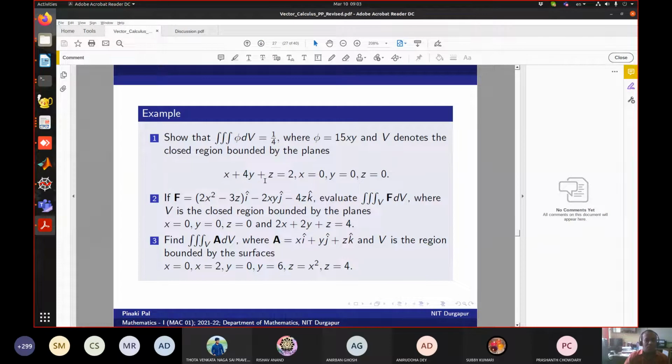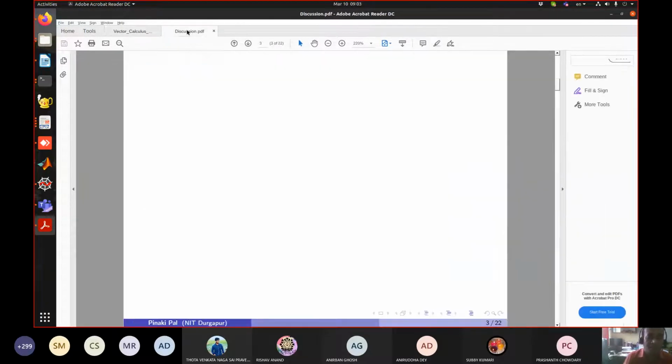Now here is one example. We have to show that the volume integral of phi over dV is equal to 1 by 4, where phi is the scalar function 15xy, and V denotes the region bounded by the planes x equal to 0, y equal to 0, z equal to 0, and x plus 4y plus z equal to 2. These four planes determine a closed region in space, and on that region we have to find the volume integral of the given scalar function 15xy. Let us see how to solve this problem.